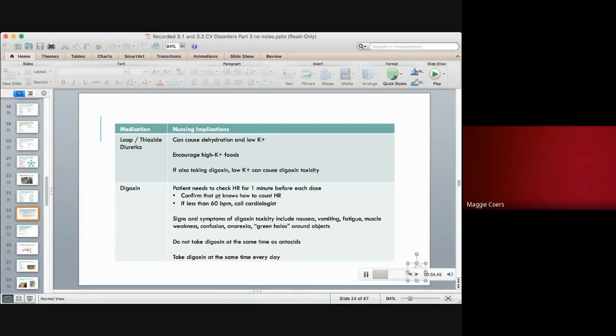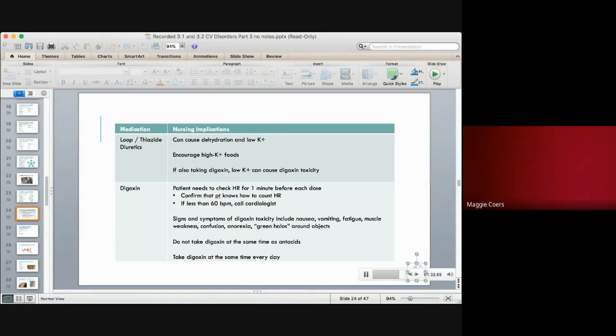Okay, so we need to teach on how to monitor their heart rate, how to count for 1 full minute. And if the heart rate's less than 60, they need to call their cardiologist. Talk to and instruct the patient on signs and symptoms of dig toxicity. They're listed here on the slide, but I did talk about them on one other slide as well. Not to take digoxin at the same time as taking antacid, so split those 2 to 4 hours in between, and it has to do with absorption. Okay, and digoxin should be taken at the same time every day.